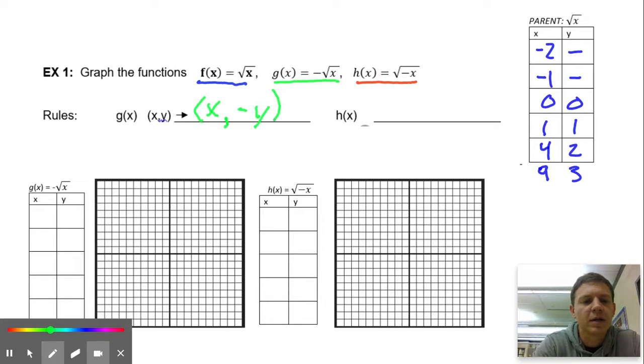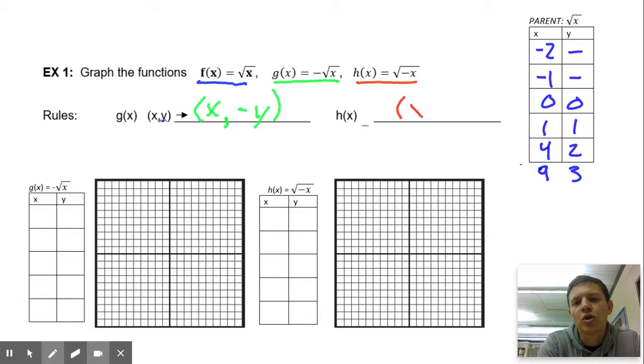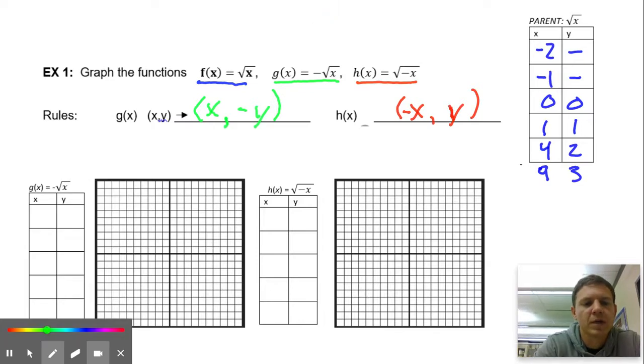And then for h of x, the negative is on the inside of our parent function. So that's going to change the x value, and the y is going to stay the same. Again, that's from our previous slide. Now looking at g of x table, x's stay the same.